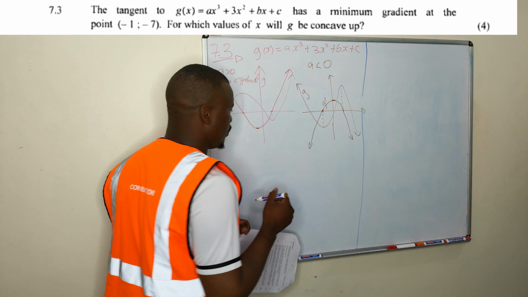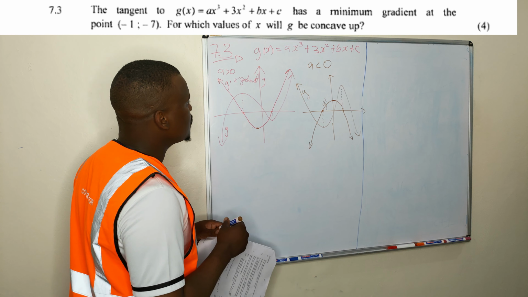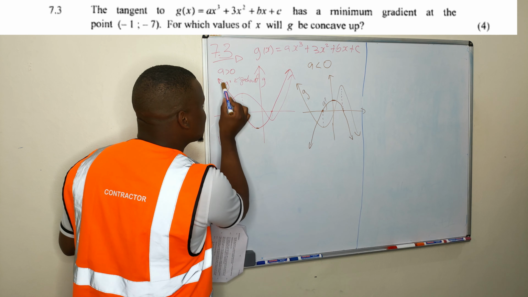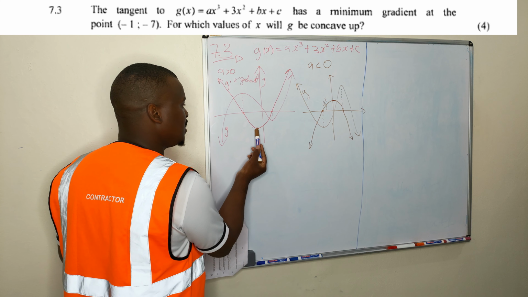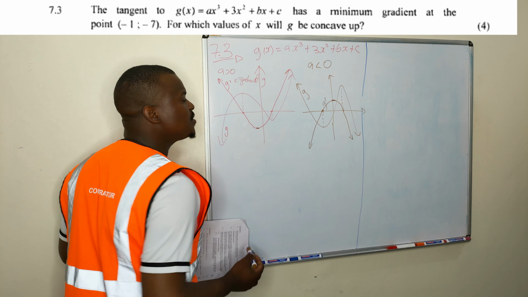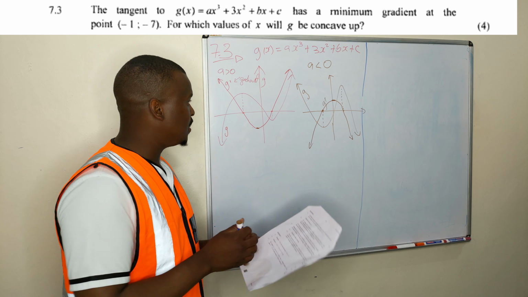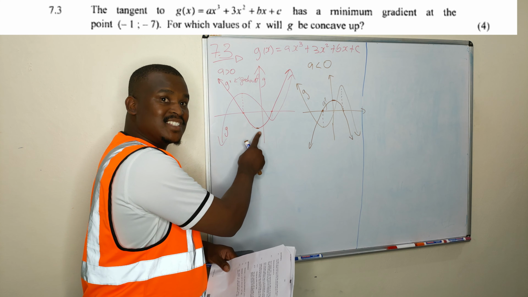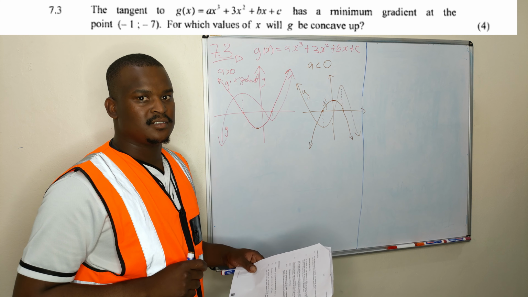and this one here has the biggest gradient at that point. So this graph here is the one that has the minimum gradient. Here is the minimum gradient. That one has the maximum gradient, which means the graph that they are telling us that we're talking about here has this shape, not that one, because this one is the one that has the minimum gradient and that one does not have the minimum gradient.